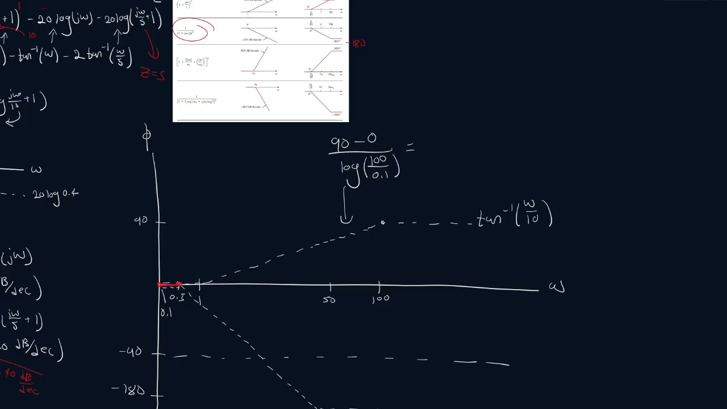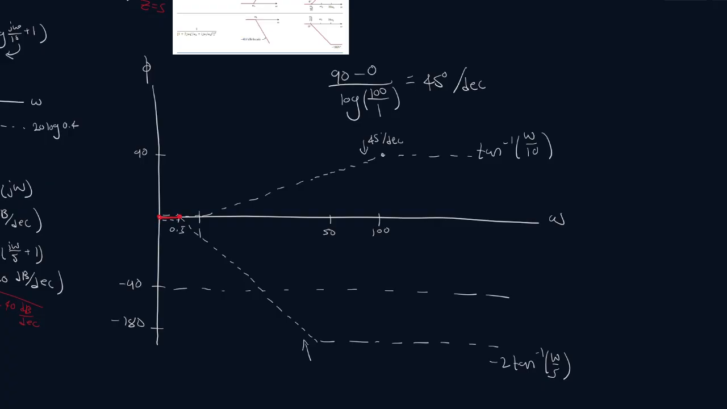Okay, hold on. Give me a sec. I think I might have made a small mistake. Oh wait, sorry, not 0.1. 1, because this is from here. Sorry. Yeah, that was my mistake. There we go. It's supposed to be 1. We started at 1, not 0.1. My bad. So log of 100, okay. So that's 45 degrees per decade. So this is going to be 45 degrees per decade.